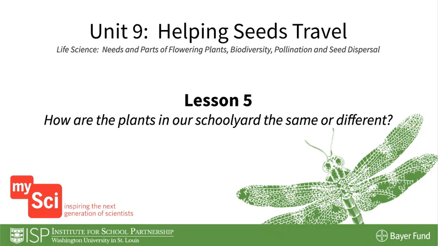Welcome to Lesson 5 of Unit 9, Helping Seeds Travel. In this lesson, students compare characteristics of plant leaves within different habitats around the school. Students figure out that each plant has its own structure. Scientists can classify plants by leaf or flower structure. There are a wide variety of plant types in one habitat and across habitats.